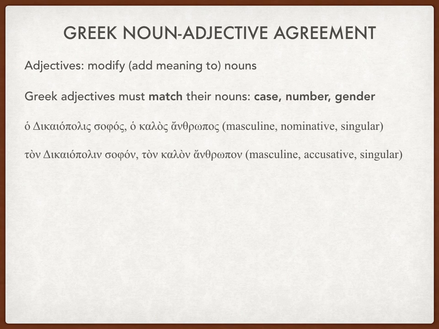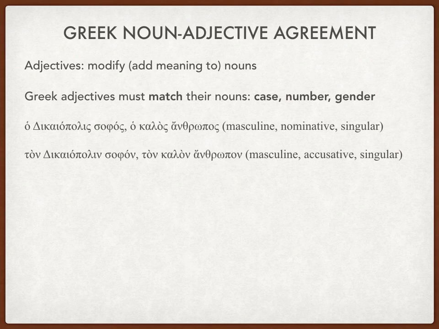I know those all go together, either ho Dikaiopolis sophos or ho kalos anthropos, because all three of those words agree in case, number, and gender. They're all masculine, they're all nominative, and they're all singular. They're all talking about one person. And you can even hear the similarity. They all rhyme with each other in a way. Dikaiopolis sophos, kalos anthropos. They all sound the same. That's the way that Greeks would signal words that are meant to go together in a sentence.